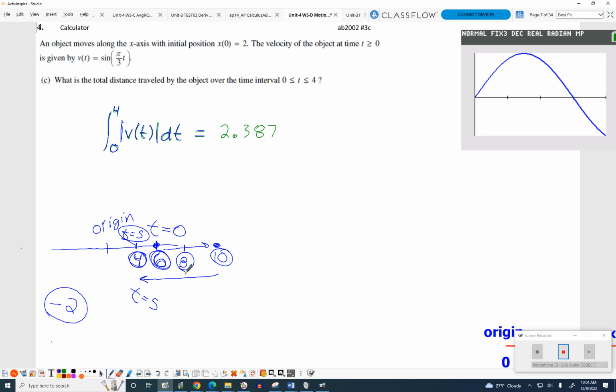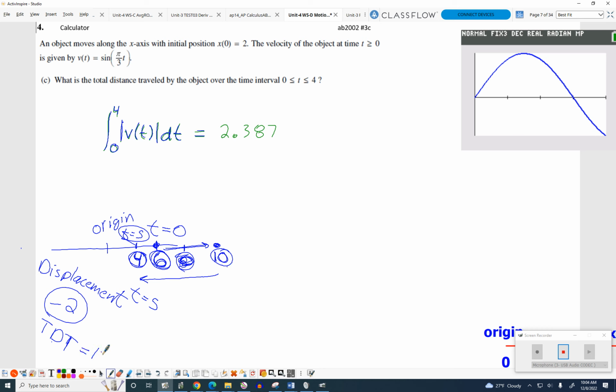For the story we did initially, the particle starts at six. It goes to the right until it gets to 10. Then the particle comes back until it gets to four. Hands up. What's the total distance traveled? The displacement here was negative two. What is the total distance traveled, Riley? 10. So we went four that way, then six back. Total distance traveled is 10.